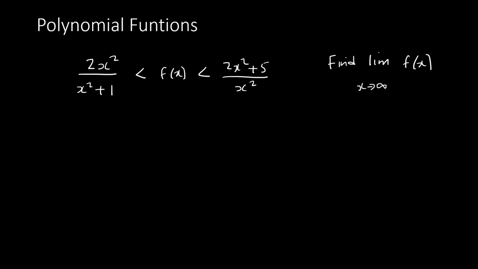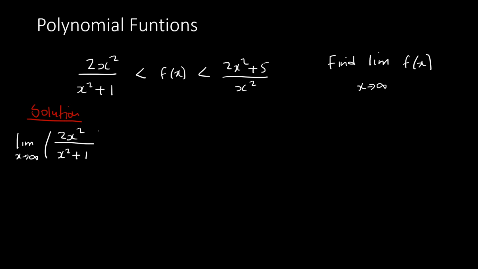So what does it mean? Our solution now, it means we must calculate the limit on the left hand side and the limit on the right hand side and see if we get the same answer. So let's start. The first thing we are going to do is we calculate the limit on the left hand side, which is 2x squared over x squared plus 1.